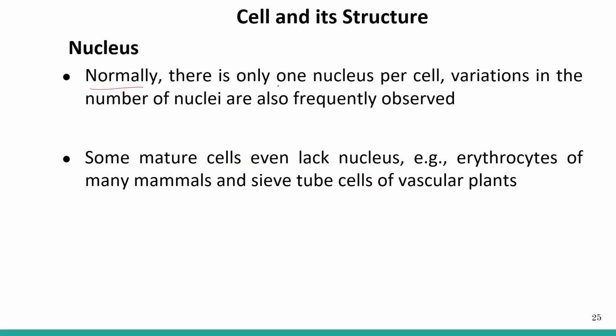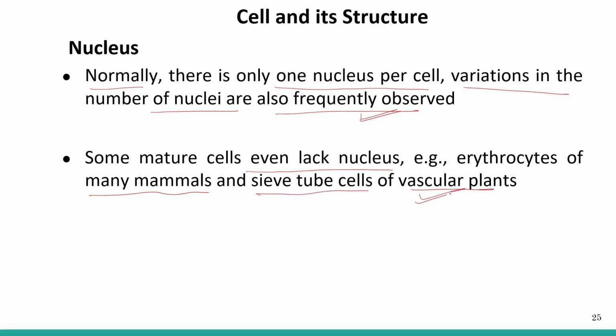Normally there is only one nucleus per cell. Variations in the number of nuclei are also frequently observed. So there are many cells where we can see more than one nucleus. Some mature cells even lack a nucleus, like RBCs, the erythrocytes of many mammals, and the sieve tube cells of vascular plants. They do not contain any nucleus.